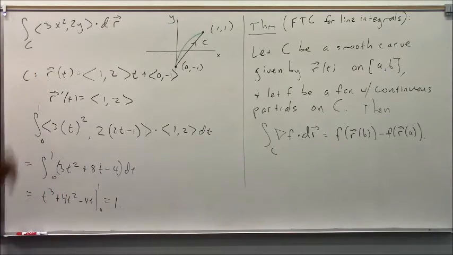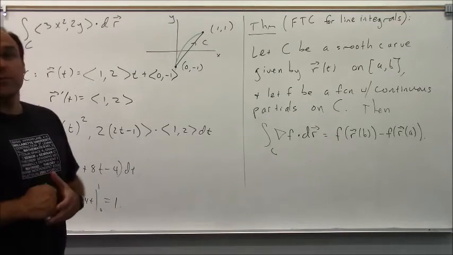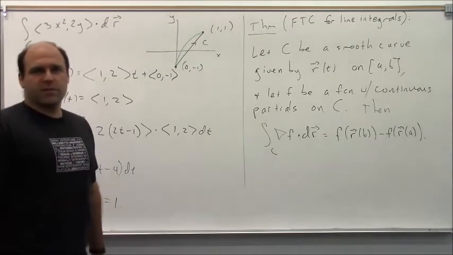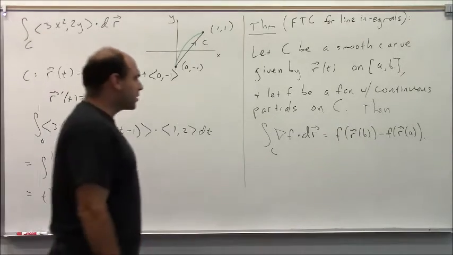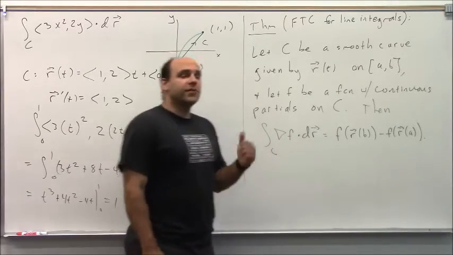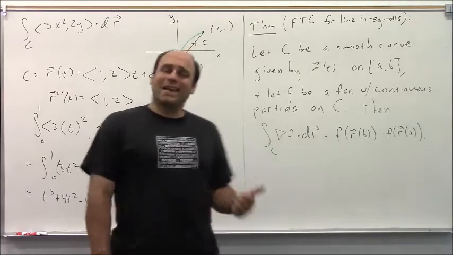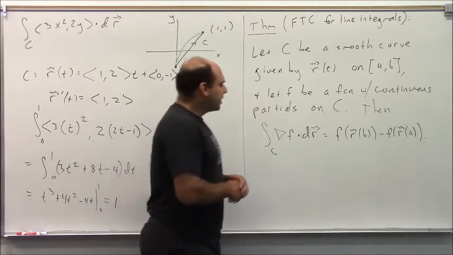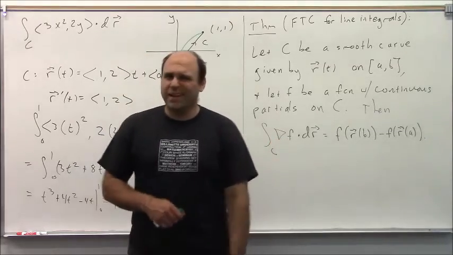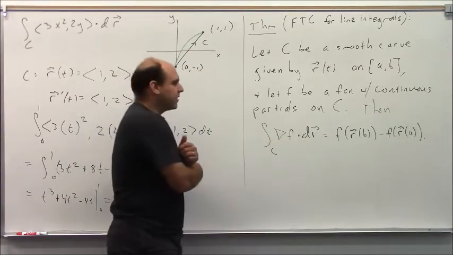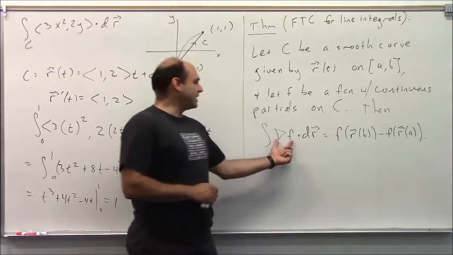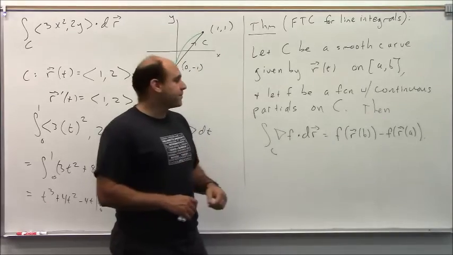Now that's a wonderful theorem. It's wonderful for several reasons. The first reason is it looks just like the regular fundamental theorem of calculus. The regular fundamental theorem of calculus says, if I want to do an integral of a function, the first thing I have to do is find an antiderivative for the function. In this case, we have this vector field as our function. So what does antiderivative mean in that context? Well, it means an anti-gradient. I need to find a function whose gradient is the vector field I'm given.